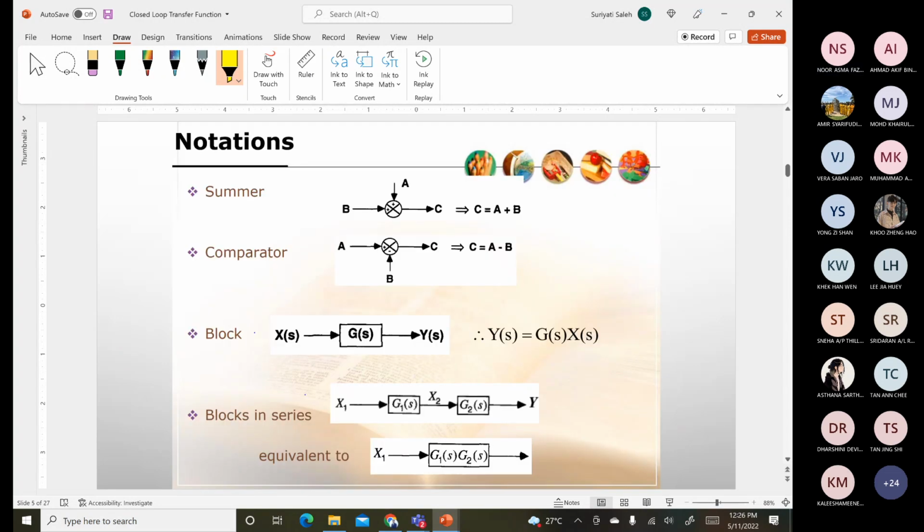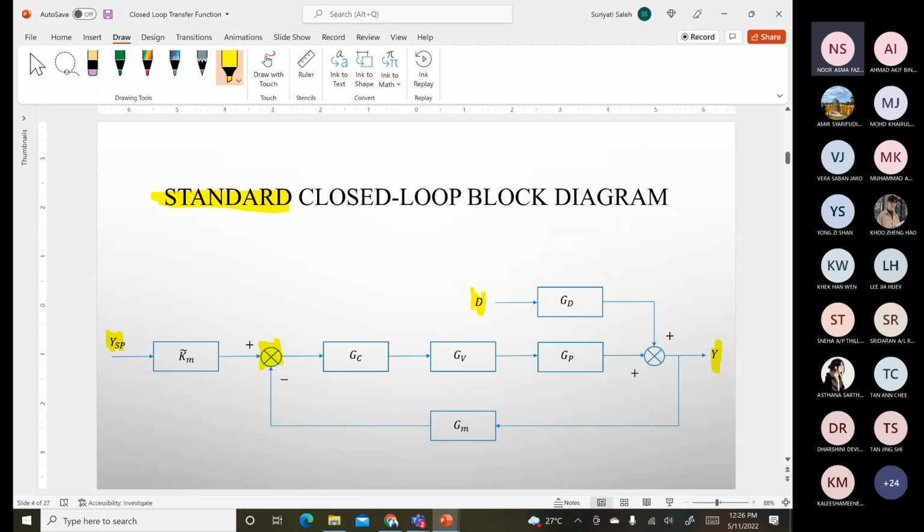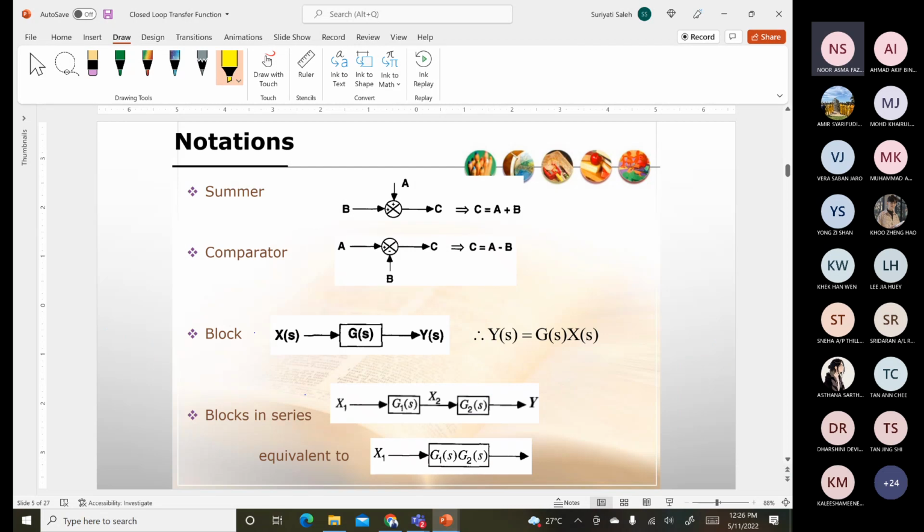So let's take a look at the notation. In this case, you have this one and this one. What is meant by that is normally the summation. If you have plus plus, that means the output C and the inputs A and B will be equivalent to C equal to A plus B, because you have the plus plus over here. If you have plus negative, that means the output will be obtained by subtracting B from A. So this is what we call the comparator. And this one is the summer, or sometimes we call it summation.